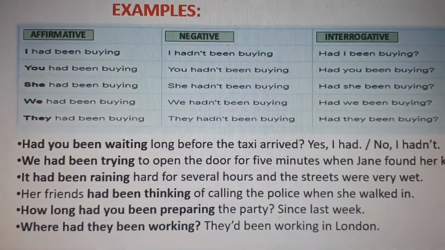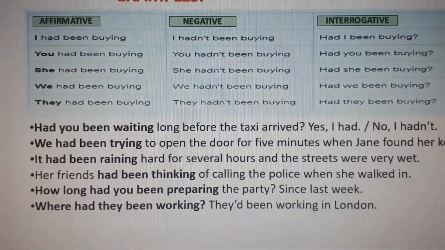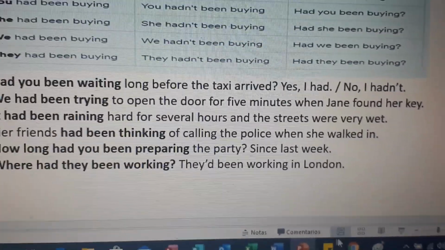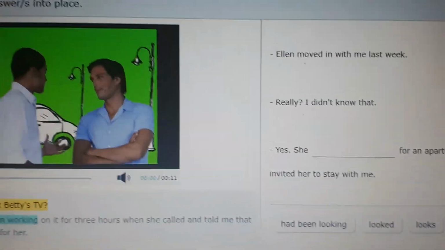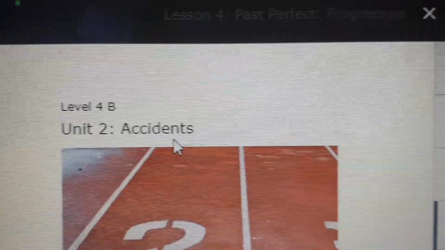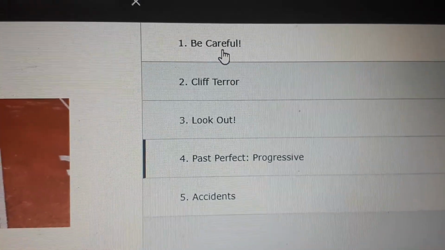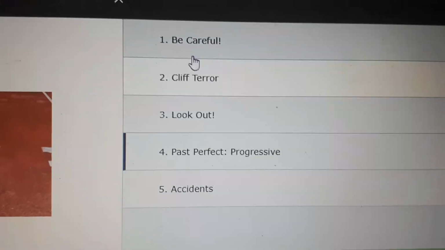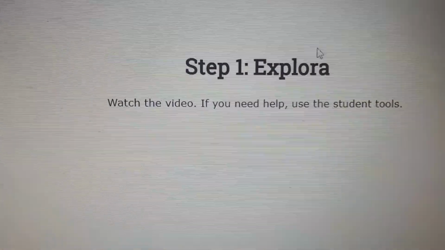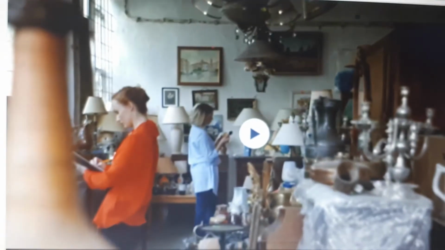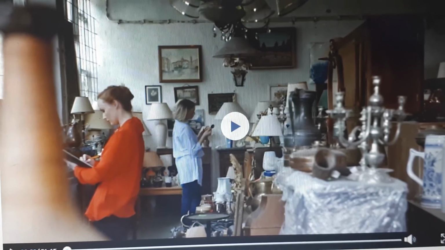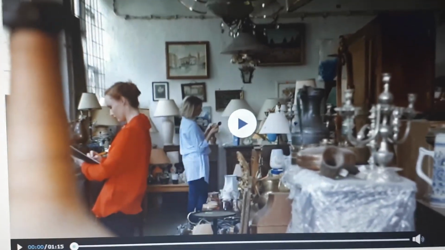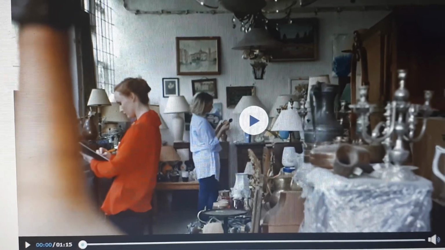So please pay attention, and this information comes from the English Discovery. Let me see if I have here the information on the English Discovery. This is lesson 4, unit 2. Remember that before this you're supposed to see a video, be careful, in which there were 3 persons. They were in an antique store. They were seeing lamps and frames.